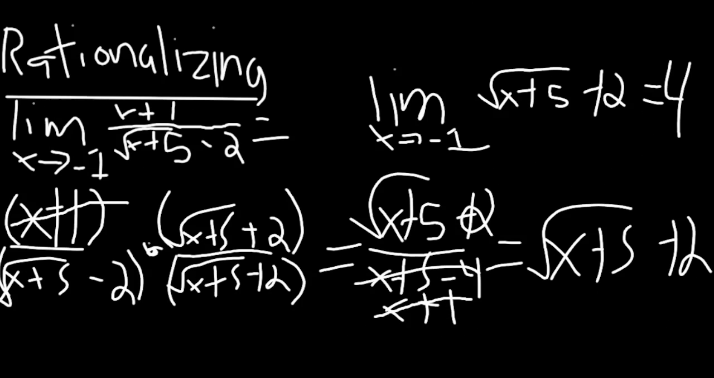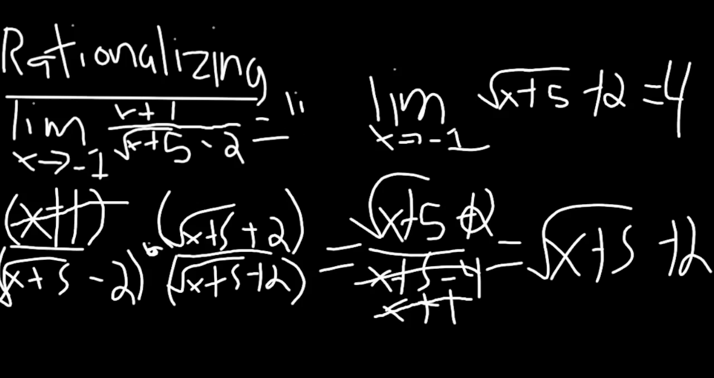So the second form is rationalizing. Here we have the limit as x approaches negative 1 of x plus 1 over the square root of x plus 5 minus 2. So since it's division, you find the limit as x approaches negative 1 of x plus 1 first. I don't really have space, but I'm going to try to squeeze this in. x plus 1, and then you do the same thing with the square root of x plus 5, and then minus 2. And it ends up being in the indeterminate form.